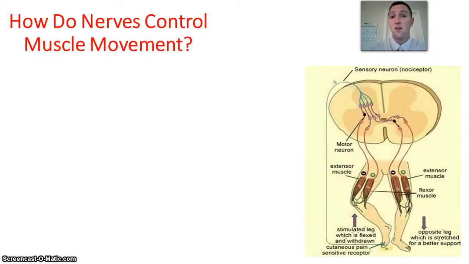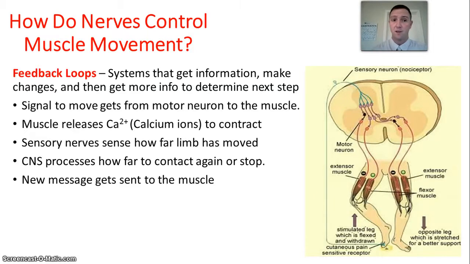All right, how do the nerve cells control that muscle movement? Well, it's through this idea of a feedback loop. We're not going to get nitty-gritty into the details here, but overall, I want you to understand that you've got lots of systems in your body that go and get information, then they make changes, then they get more information and determine what to do next. So I'm getting information, making decisions. Getting more information, making decisions. You can have positive feedback loops or negative feedback loops. Talk about that next class.